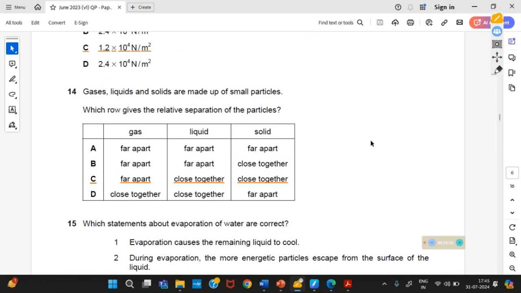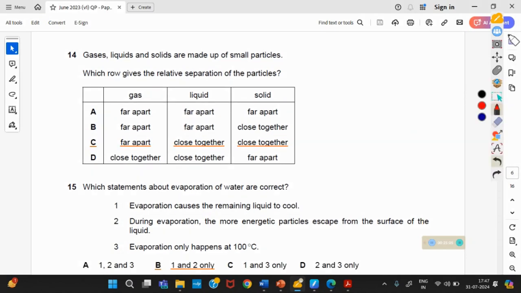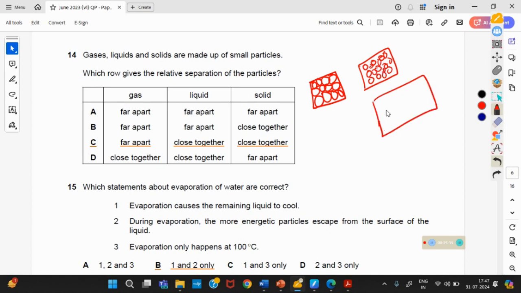Gases, liquids and solids are made up of small particles. Which row gives the relative separations of the particles? So I hope you remember this diagram, the molecular arrangement of particles. For solids, the separation of the particles is negligible. They are tightly packed. For liquids, they are close together, not as much as in solids, but still close together. And for gas, they are far apart. So option C is right.